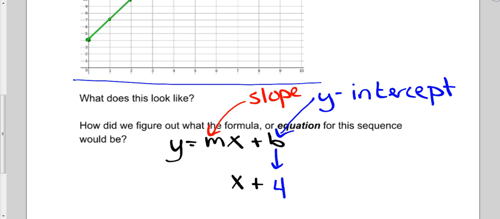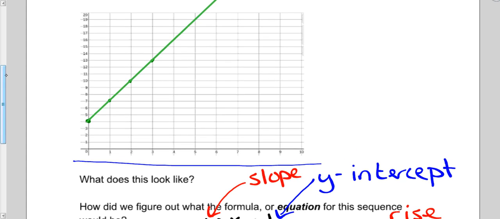Now I have to find the slope. The slope here, if you remember, was defined m equals rise over run. So let's think about what that means. When I ask what my rise is, I'm asking how far up does it go compared to how far over it goes. Here, this thing goes up 1, 2, 3 every time it goes over 1.